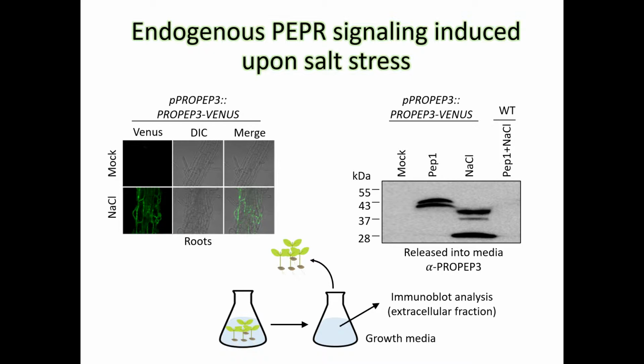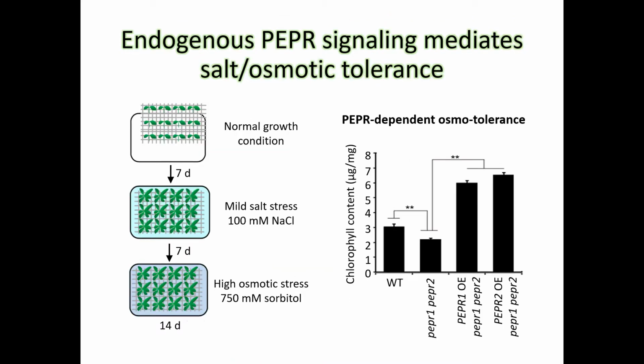So to further ask how PEPR is involved in acquired osmotic tolerance, we grew the plants normally and then placed them under mild salt stress before subjecting them to osmotic stress. And we found that the plants that were pre-treated with mild salt stress could actually tolerate osmotic stress better. And this is in a manner that is dependent on PEP receptors. As you can see over here, the receptor mutants have very low chlorophyll content compared to wild type, and especially lower compared to PEPR overexpressing lines. So this tells us that acquired osmotic tolerance is dependent on PEPRs.